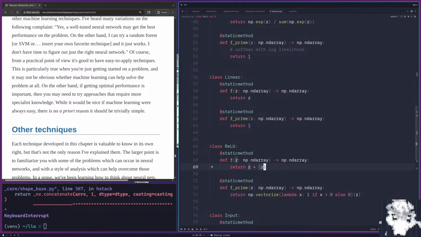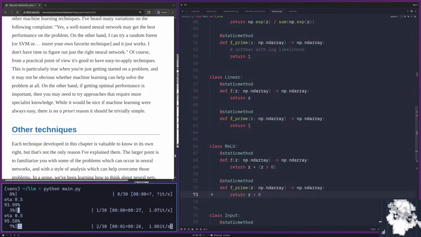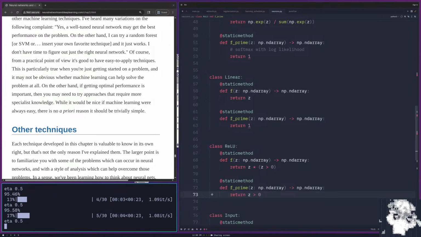So if you do z times z greater than 0, and 1 times z greater than 0, in Python, if this number is greater than 0, then this thing becomes true, and true works the same way as the number 1. So this is saying z times 1 if it's positive and 0 if it's negative, which is exactly what I want. And same here, 1 if it's positive, 0 if it's negative. Actually, I might be able to get rid of the 1 times on that one. There it is. So now that is working a lot faster.